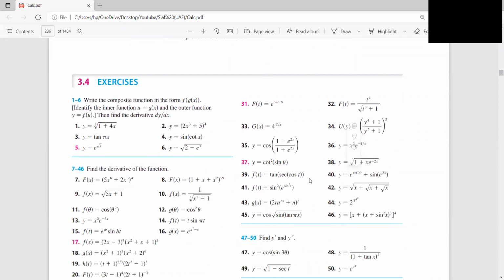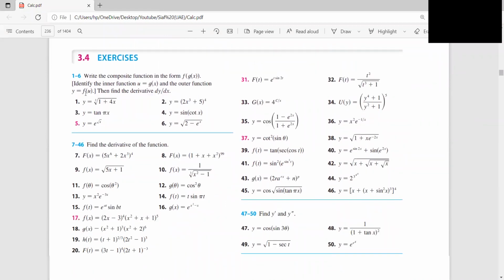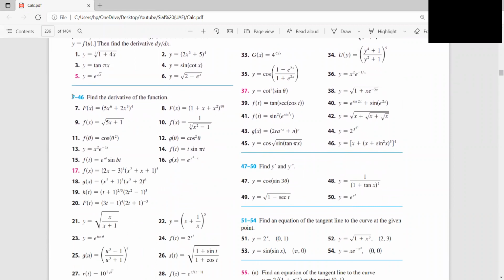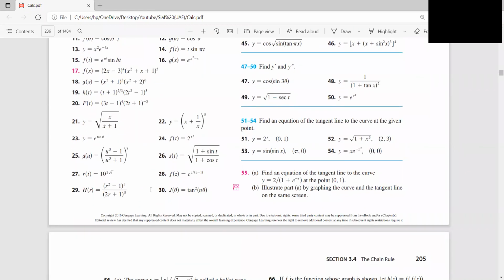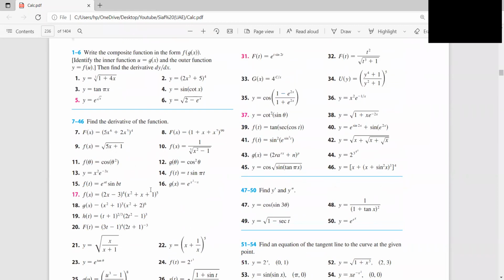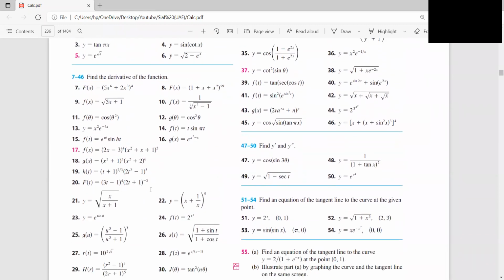This is exercise 3.4. You can do questions number 7 to 46. You can do some of these questions in order to get a better idea of these rules.